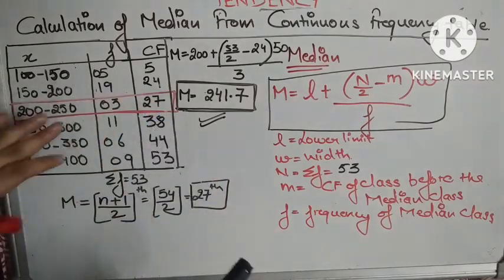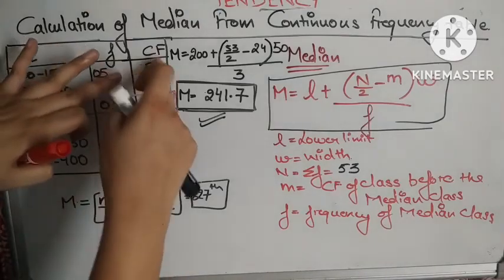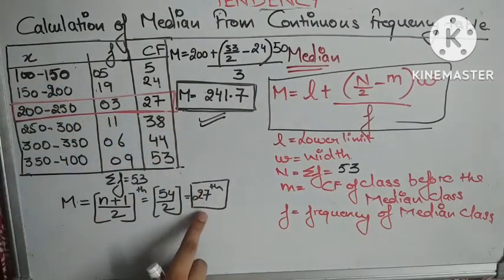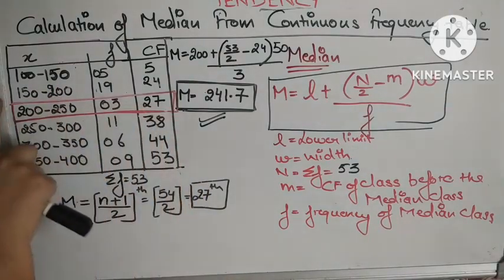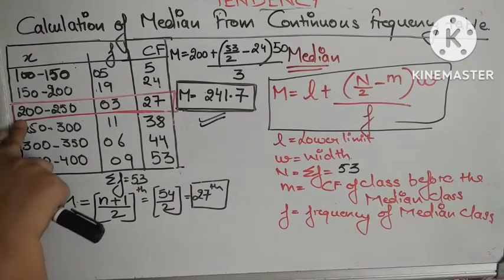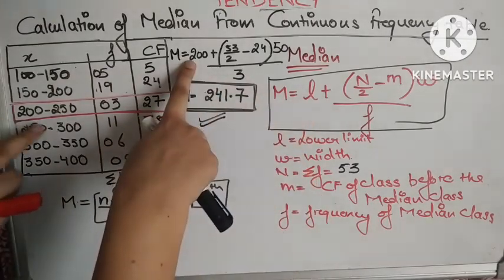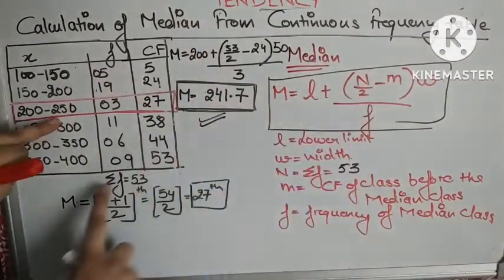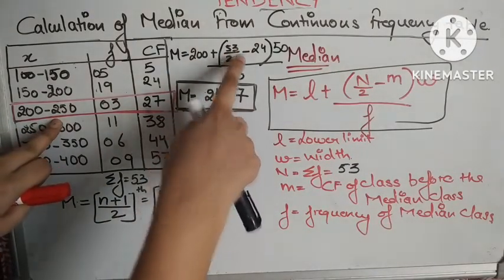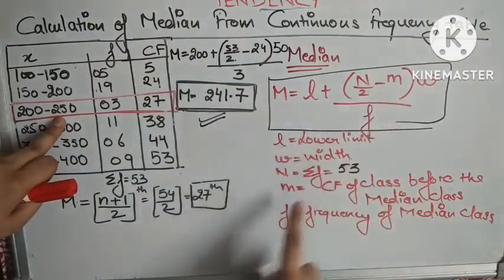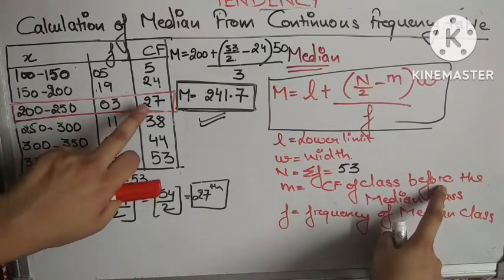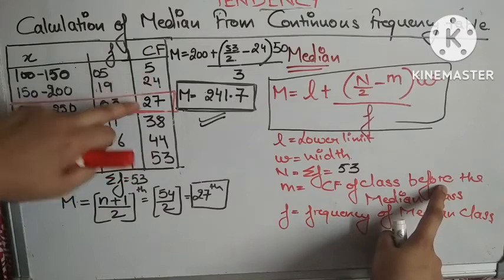So this class interval, how I have considered it: first of all I have taken the cumulative frequency, and I have seen that it has come out to be 27, and this is the class interval which you have to take into consideration. In this, the lower limit is 200, which I have put here. Then n by 2, where n is the sigma f, which is 53 by 2, will come out to be 26.5. Then m is the cumulative frequency of the class before.